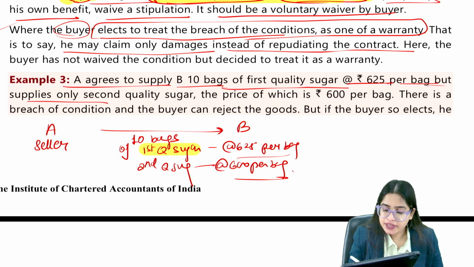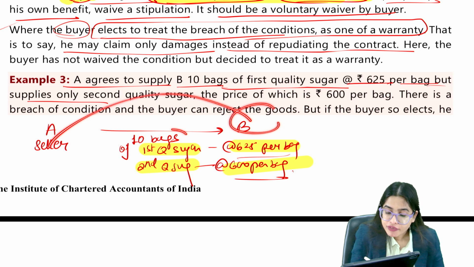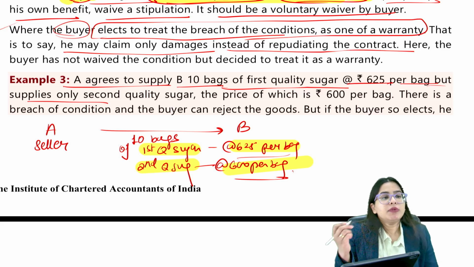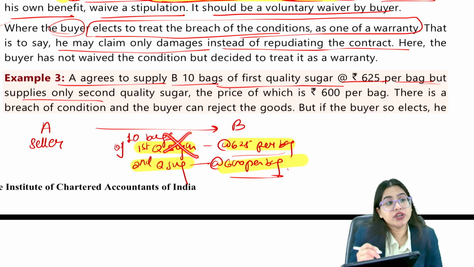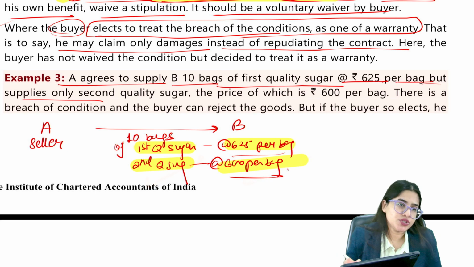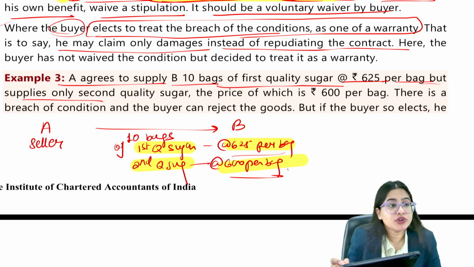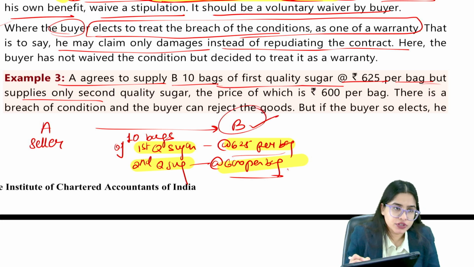First quality sugar's price is 625 per bag, and second quality sugar's price is 600 per bag. A agreed to sell first quality sugar at the price of 625 per bag. But what happened, instead of first quality sugar, he supplied second quality sugar. Now there is a breach of condition. Yes, there is a breach of condition. Why? Because the buyer wanted only first quality sugar.